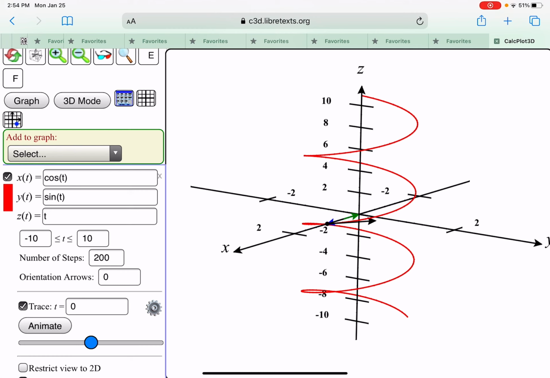So here is the helix, cosine t, sine t, and t. Okay, and if you look, there's the red helix. In green is the normal vector. In black is the tangent vector. In blue is just the vector r of t. But we can see how the normal and tangent vectors change as you go around the helix. This one does not plot the binormal vector, but you can get an idea that it would be perpendicular to those two vectors.